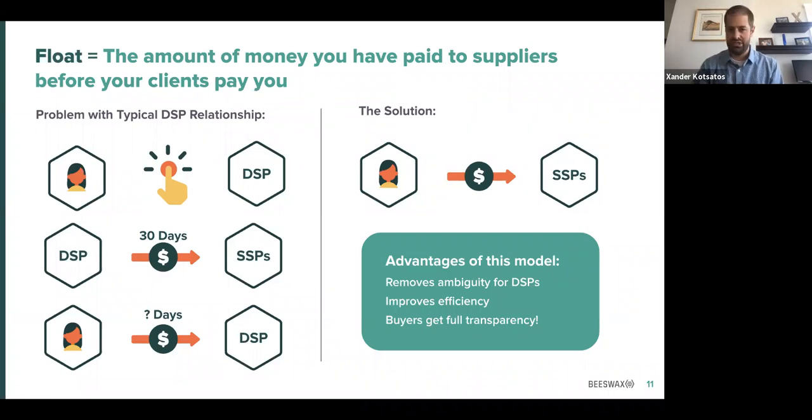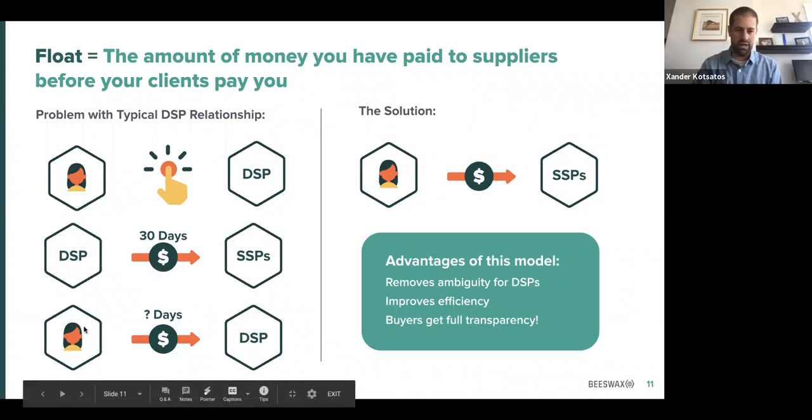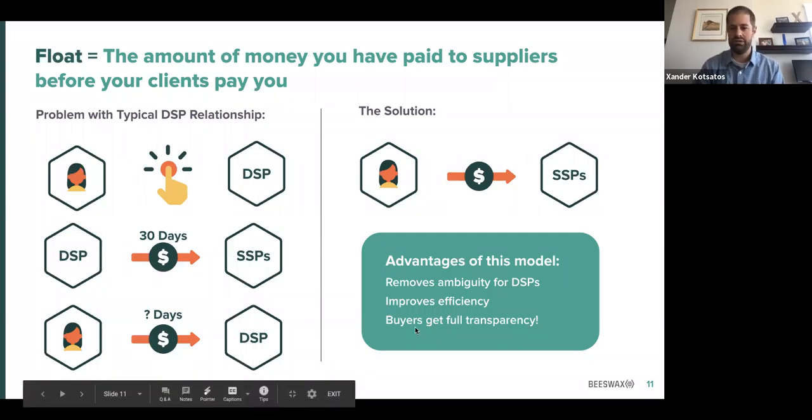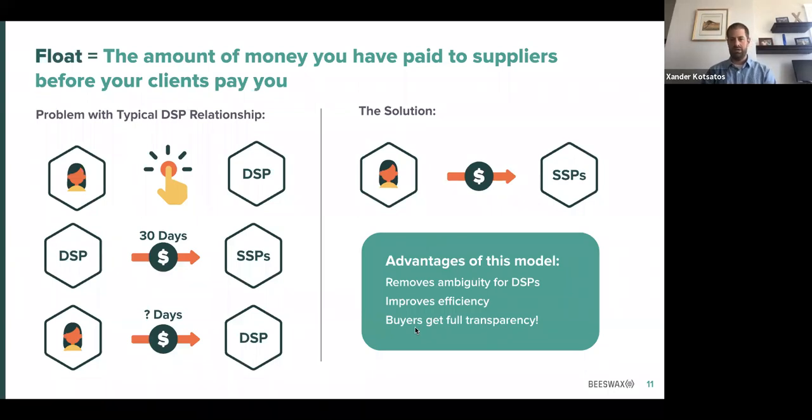It improves efficiency, right? Because in this scenario, the client has to have finance people, the agency has to have finance people, the DSP has to have finance people. This kind of cuts out two players. And then the final thing here is buyers get full transparency, right? On a per dollar basis, buyers know exactly what's going to every SSP, they can validate the pipes of their DSP and essentially their bids and their wins, right?